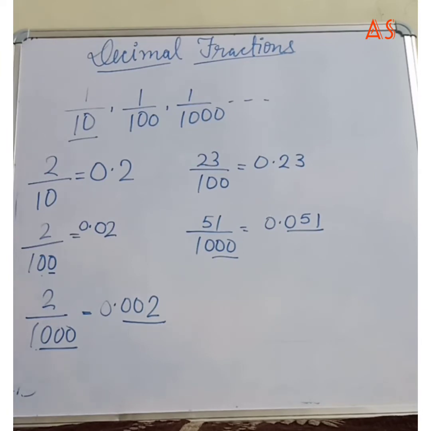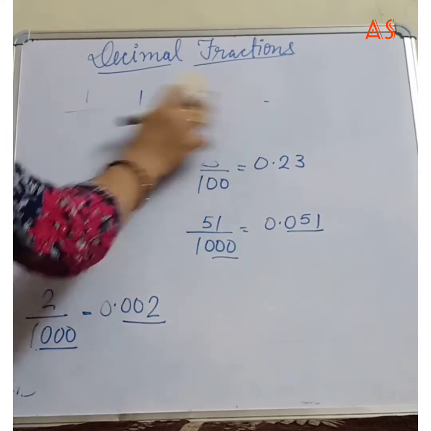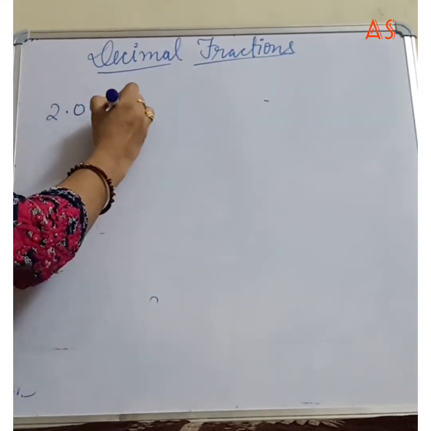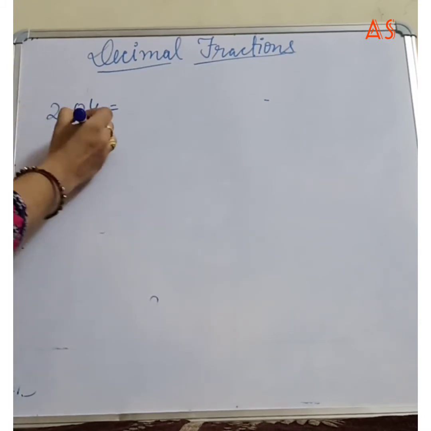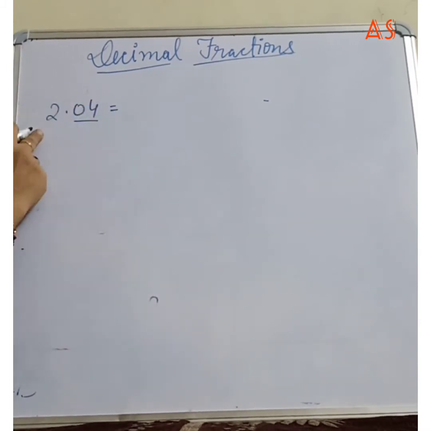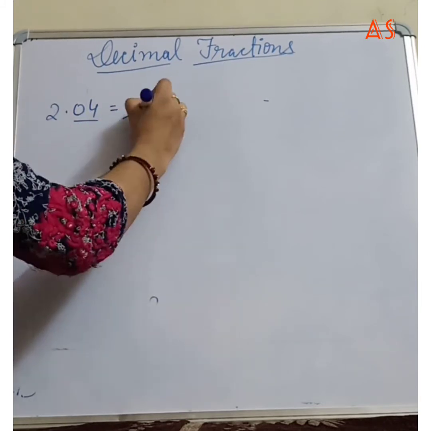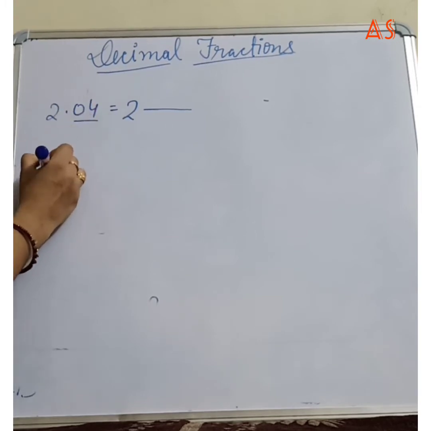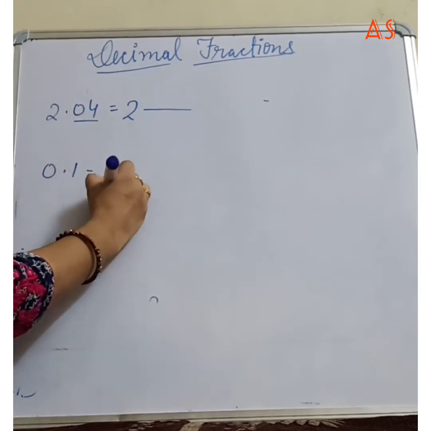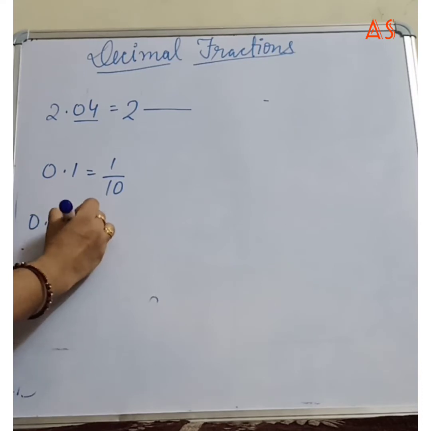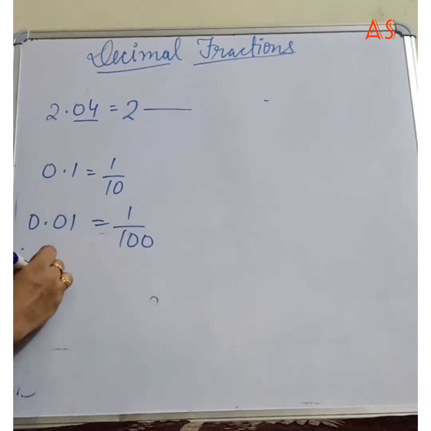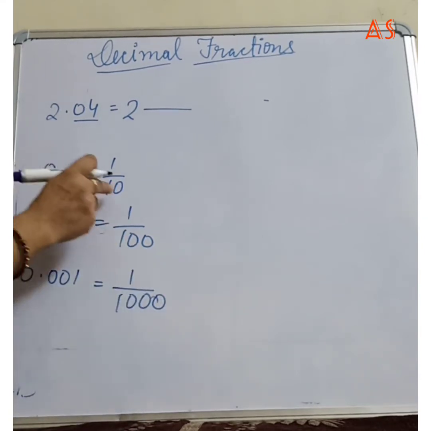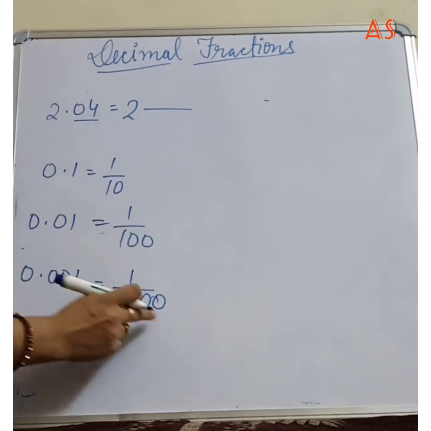Next, if there is a whole number, suppose 2.04. Now the opposite of that. How to write? 2 is your whole number. Okay, 2 whole. Now how many places? Now the opposite of the before part. Now 2 places means 100. In decimal, 0.1 means 1 upon 10. 0.01 means 1 upon 100. 0.001 means 1 upon 1000. If 1 place, 1 zero. 2 places, 2 zeros. 3 places, 3 zeros, like this.